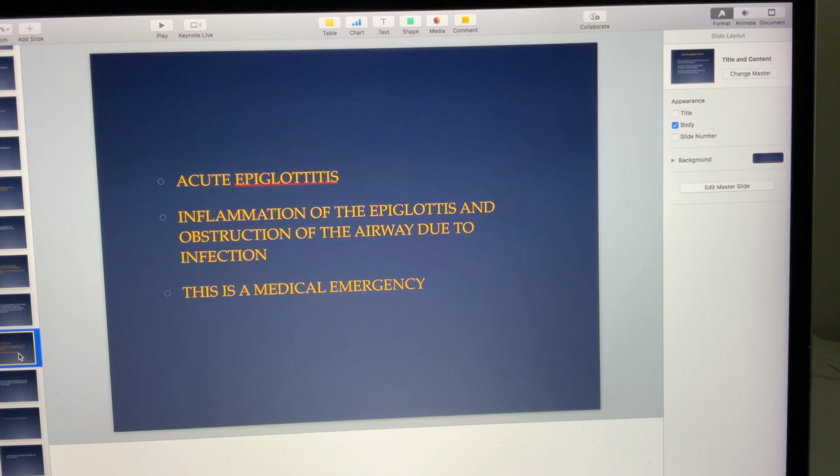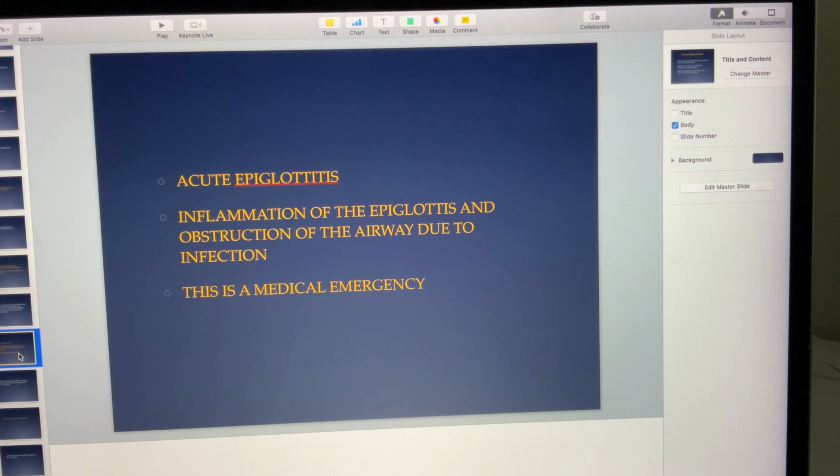The answer is acute epiglottitis. Okay, that's acute epiglottitis. Again, there are 3 Ds that you want to remember with this disease. You want to remember drooling. You want to remember dysphagia. You want to remember distress.